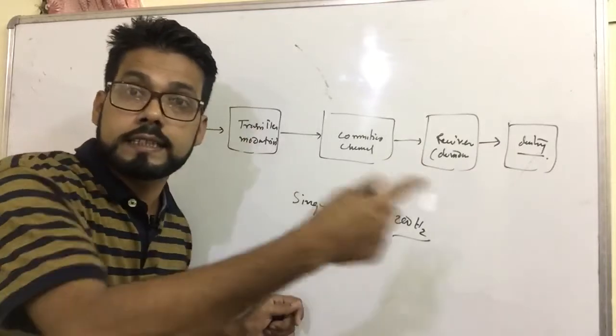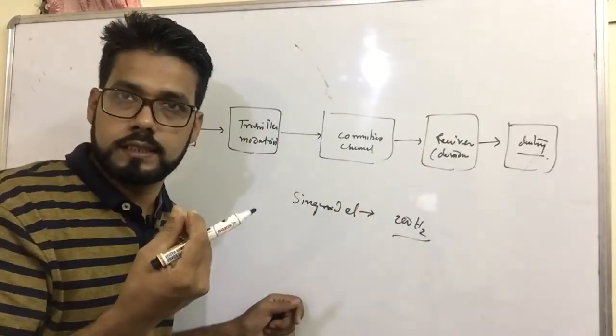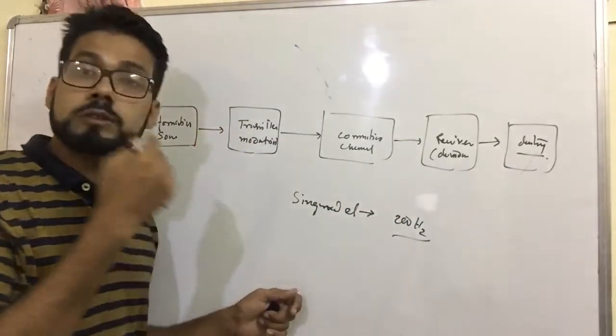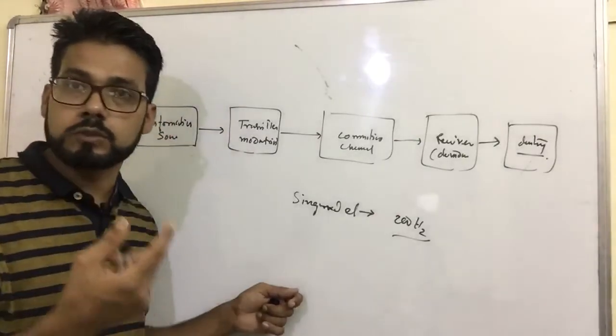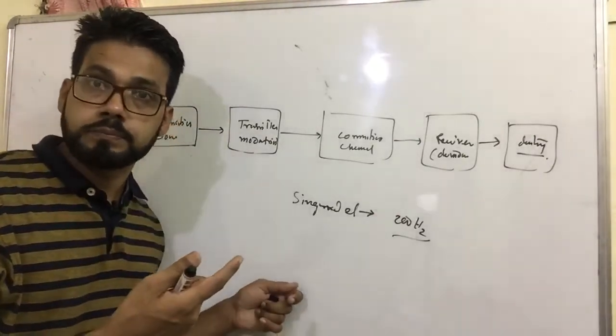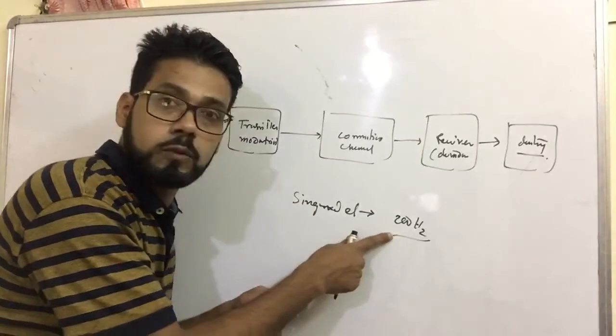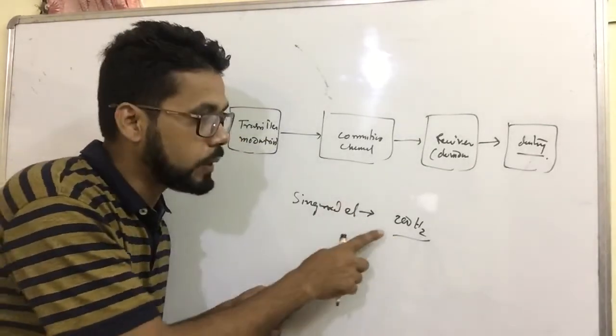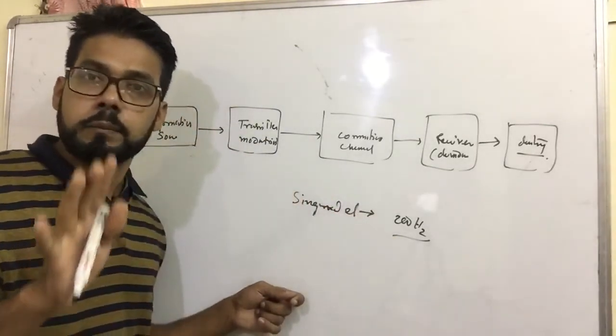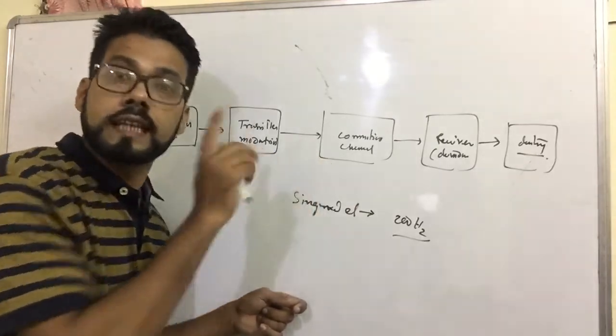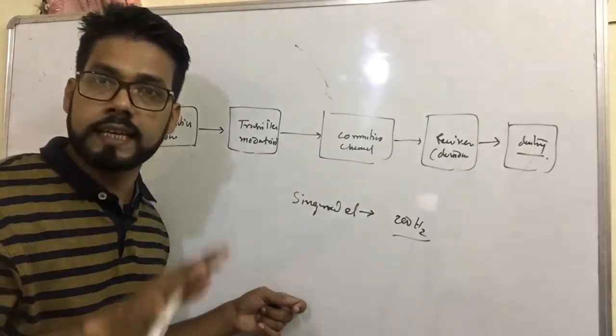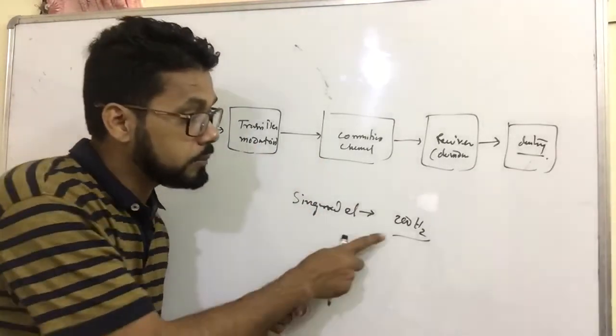Suppose I want to send a voice signal. First it was a voice signal, then using a transducer I converted it to an electrical signal. I calculate the frequency of the electrical signal, and it is found to be 200 Hz. But this communication channel is unable to send a signal of this type of frequency.